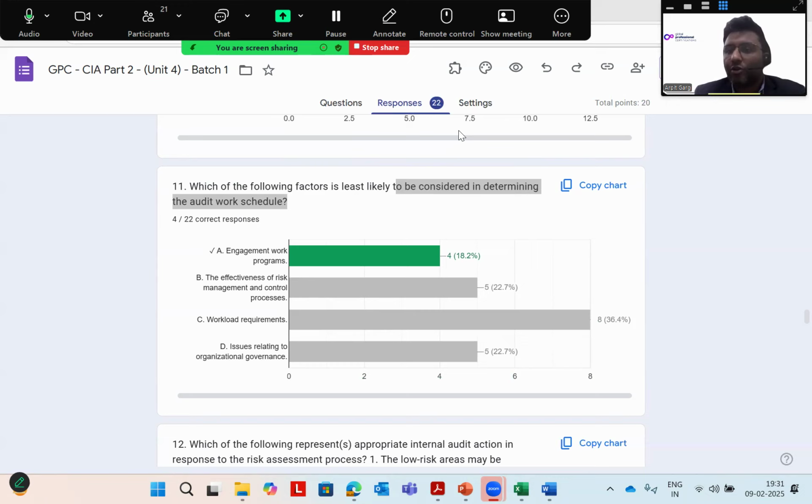So that's the level of work program, right? Work program starts with planning, it is updated during execution, and it is even concluded during the conclusion. So that's basically the work program.